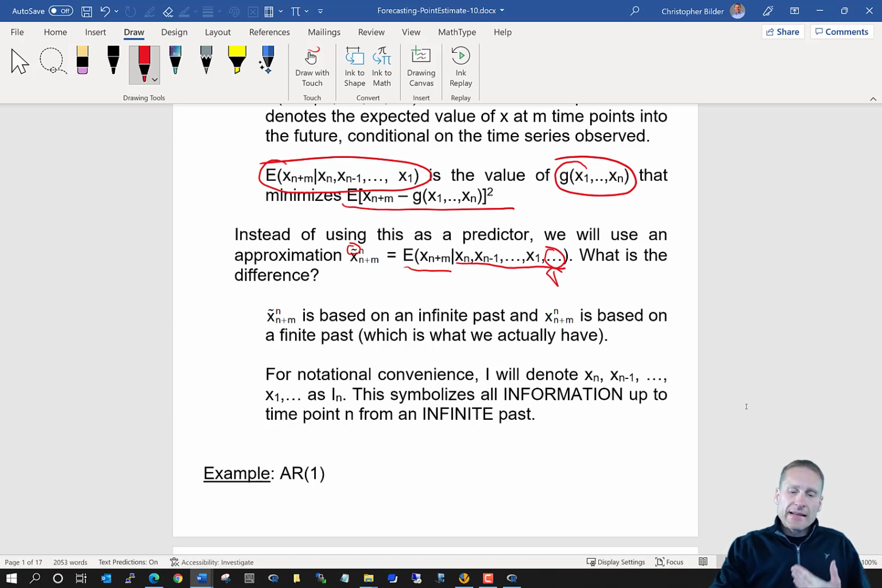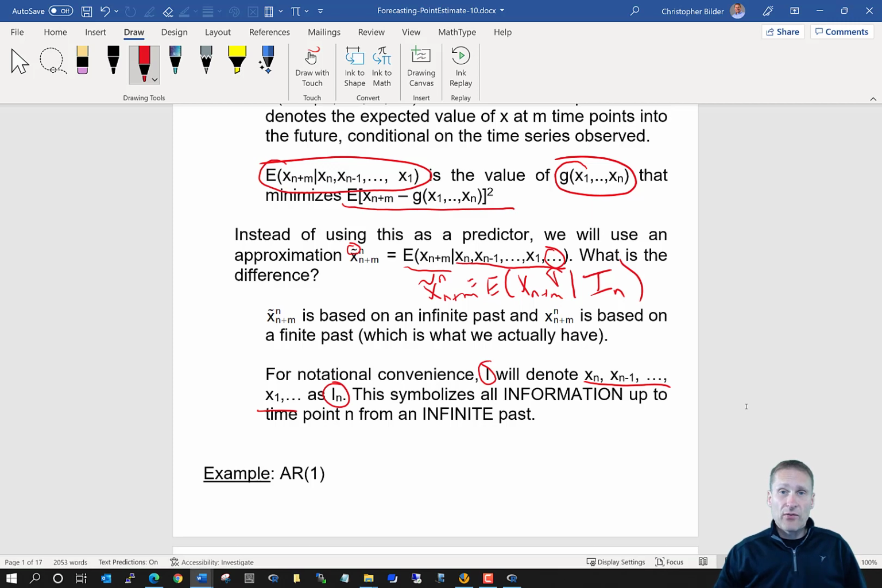Okay. Now also another little notational thing that I'm going to do is let the letter I denote this past. If I've observed up to, let's say, n time points, I'm going to denote this as I sub n. So x tilde sub n plus m, with the superscript n, is going to be equal to the expected value of x sub n plus m given I sub n. That's our forecasted value.